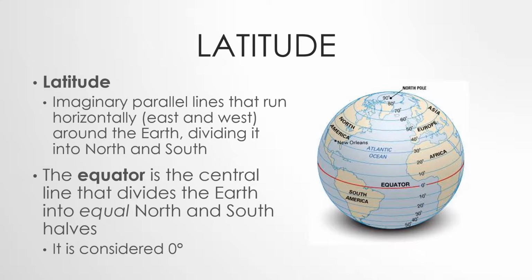So let's start with lines of latitude. These are imaginary parallel lines that run east to west or west to east. They run horizontal, the same as the floor essentially. And they divide the Earth into northern and southern parts. There's one called the equator, that's the central line, and it divides the Earth into equal north and south parts. We call this 0 degrees. So whenever you've heard someone give directions and they say degrees or something like that, that's when they're talking about lines of latitude and longitude.